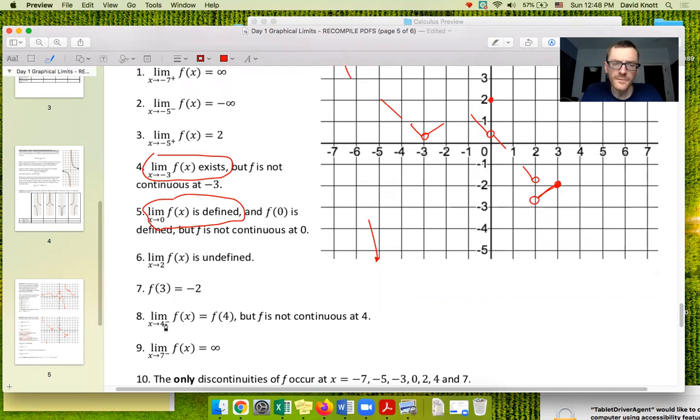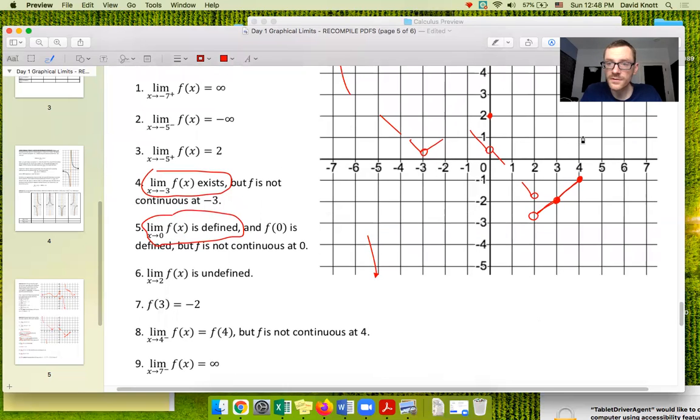Okay, the limit as x approaches 4 from the left is equal to f of 4, but f is not continuous at 4. What this is saying is that whatever value you approach 4 from the left is the same as the value of the function at 4. So I just need to put a full black dot here. As you can see, that makes it so that the left-hand limit is equal to the value of the function at 4. They're the same thing, they're both -1. But I need to make it so that the function is not continuous at 4, which means I need some kind of a jump from the right. So something like that. Right now, the function is not continuous at 4.